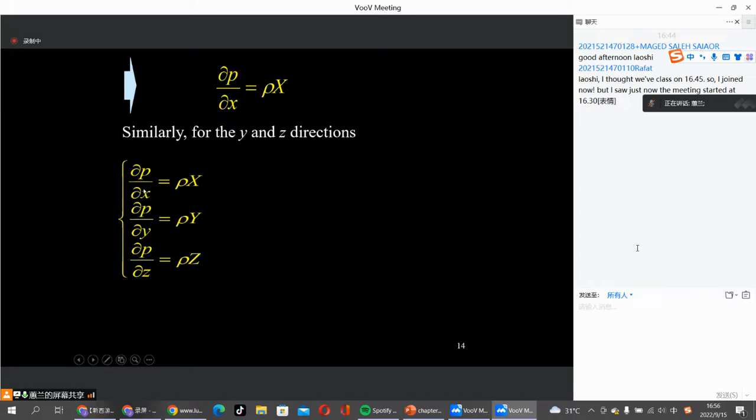Okay, dp dx is actually the spatial derivative of the pressure in the x direction. And dp dy is the spatial derivative of the pressure in the y direction, and likewise the pressure derivative in the z direction, okay? And here again, X, Y, Z is actually the x, y, z component of the body force per unit mass. This is called the Euler equilibrium equations, which was found by Euler in 1775, okay?